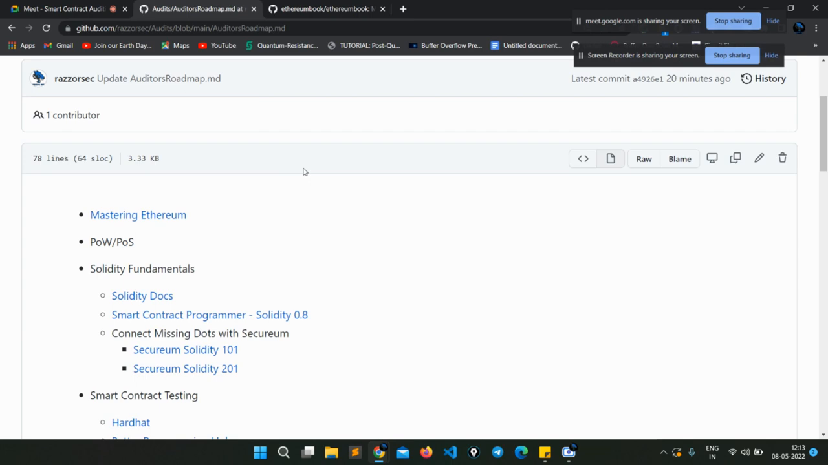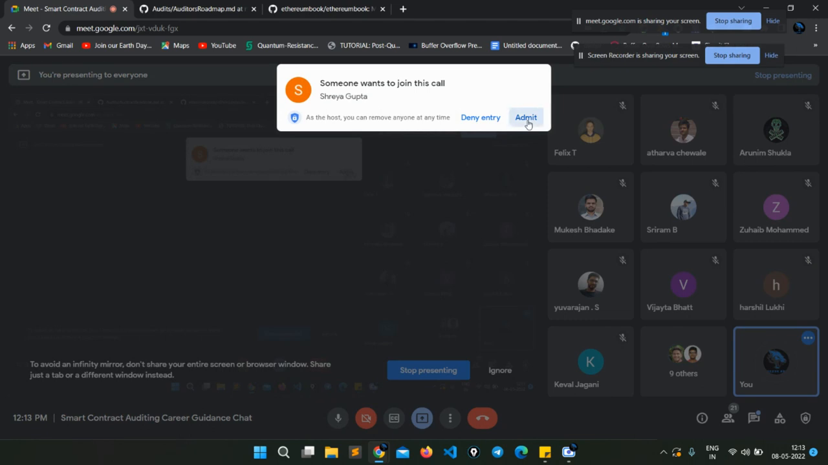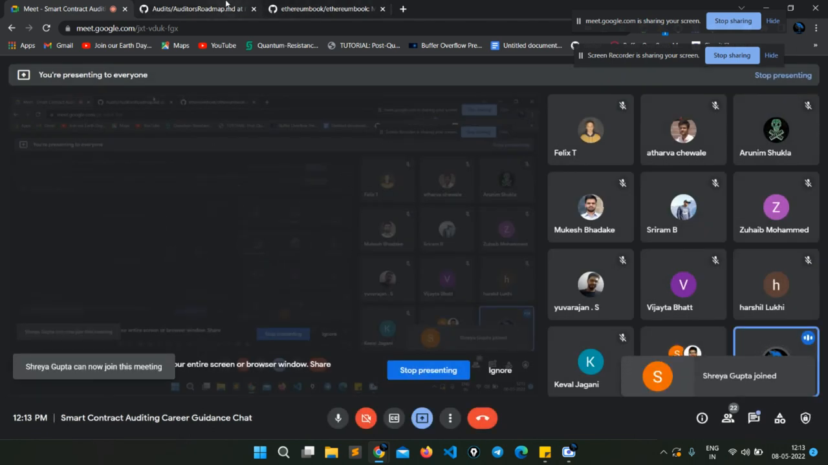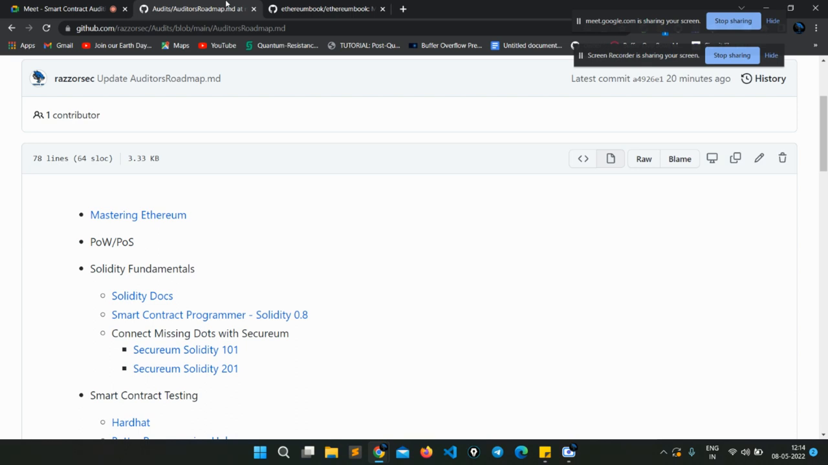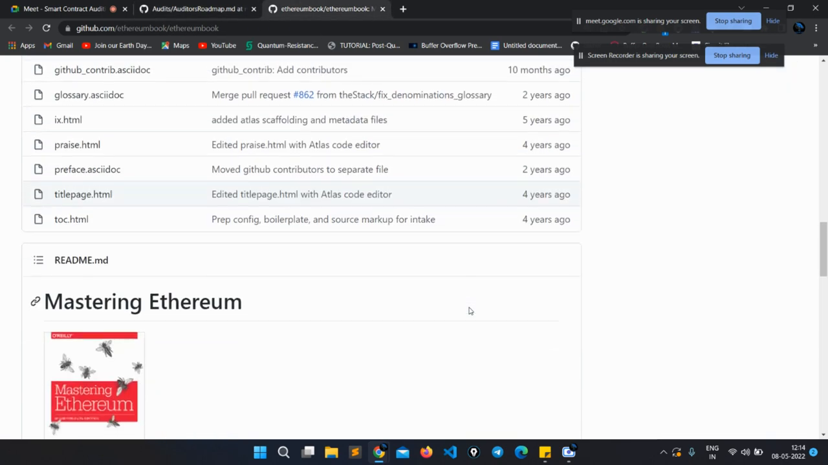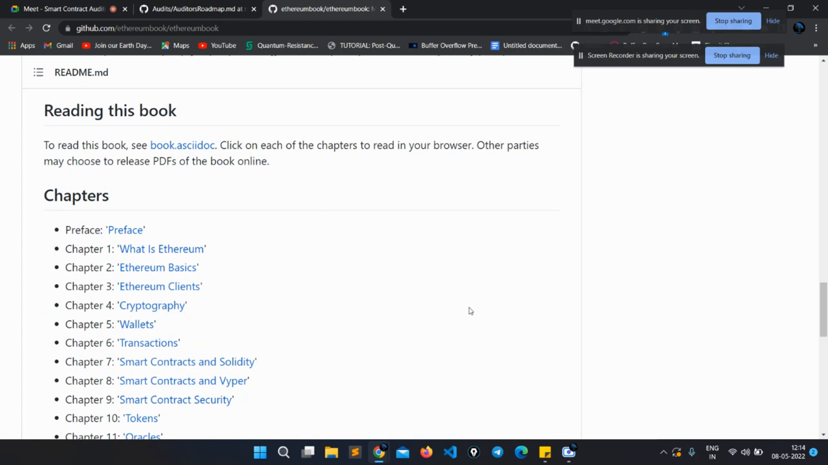And moving on, now let's say we have covered the Ethereum book, right? Hi everyone, the new joiners, we have just started and covered what smart contract writing is and why we even need smart contract writing, just the basics. And yes, we have just started our roadmap: what should our journey be? So Mastering Ethereum is the first point where everyone should start and learn different concepts of Ethereum.